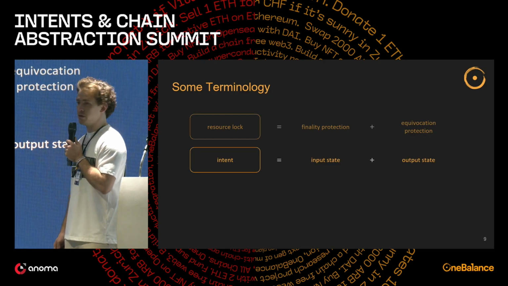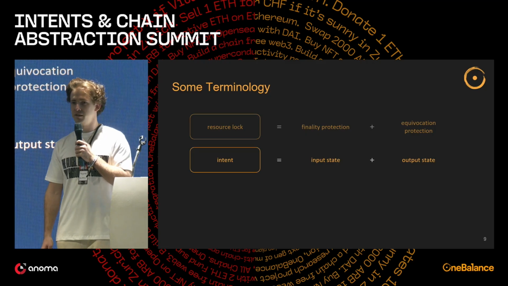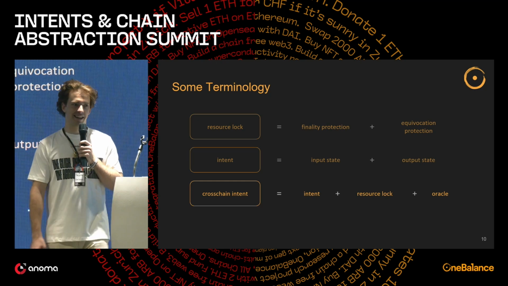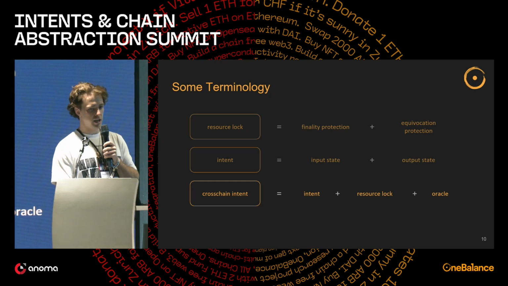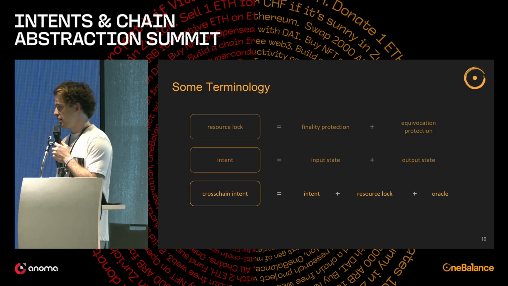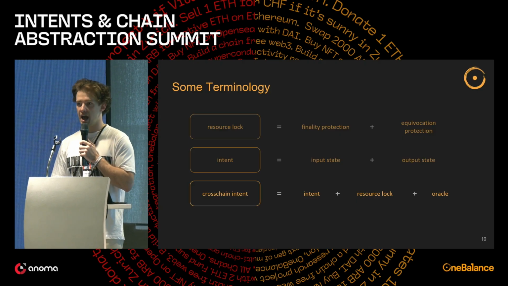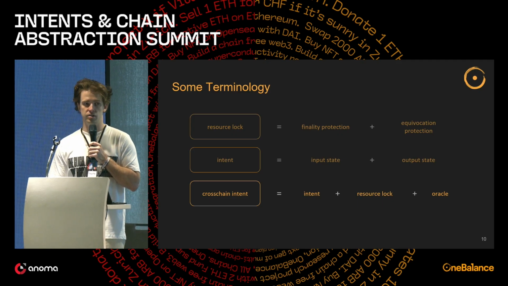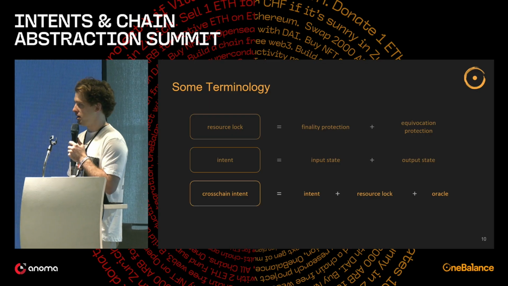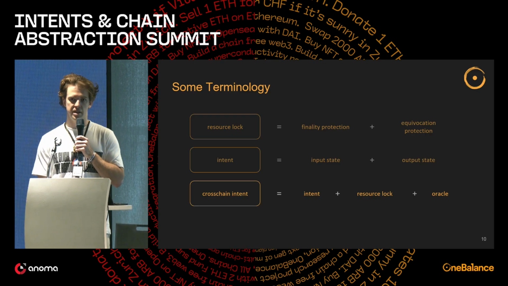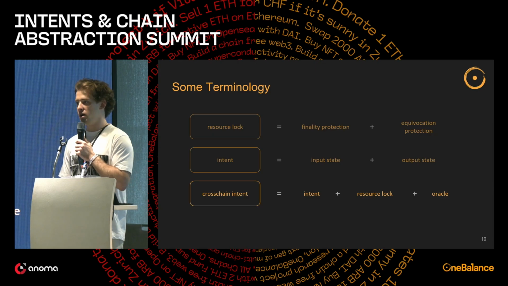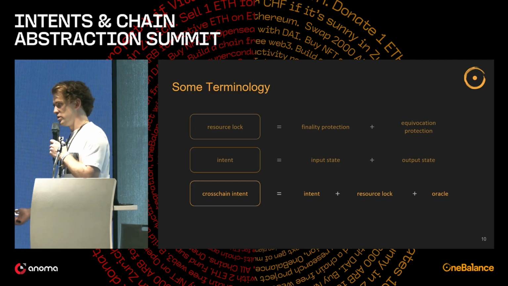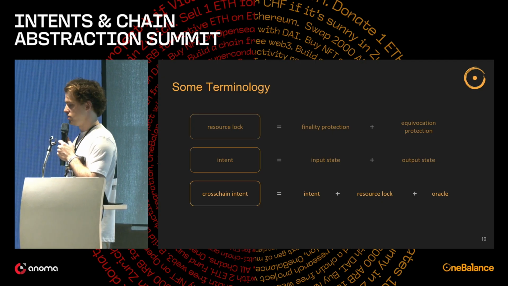And then the next one is, okay, what is an intent plus a resource lock? I was very tempted to call it a turbo intent, but instead I just went with cross-chain intent. What you actually achieve by combining the two is you can bring an intent-based system and have it reliably execute in a multi-chain setting with the guarantees of finality on the source chain, and the benefits that you get from the execution of the intent. Now, you still require some kind of proof mechanism to show that the execution happened correctly, which is why you also need to add an oracle into this.